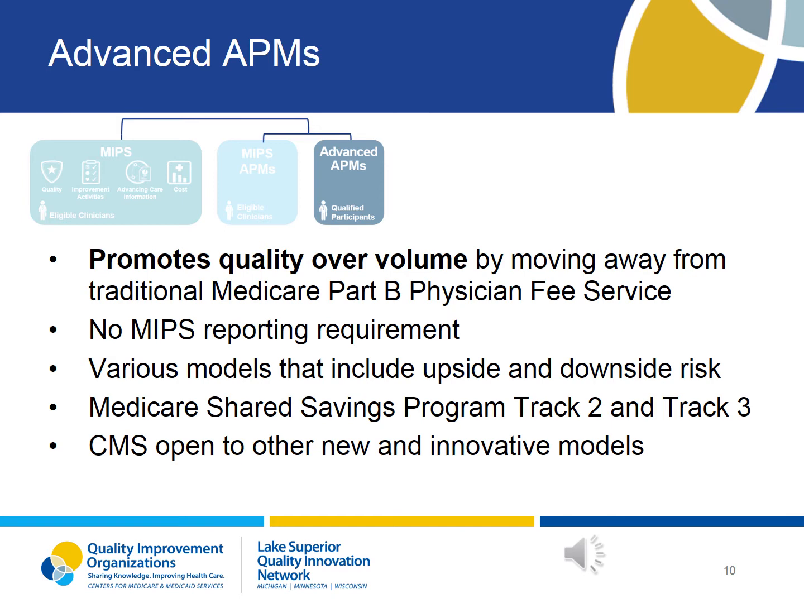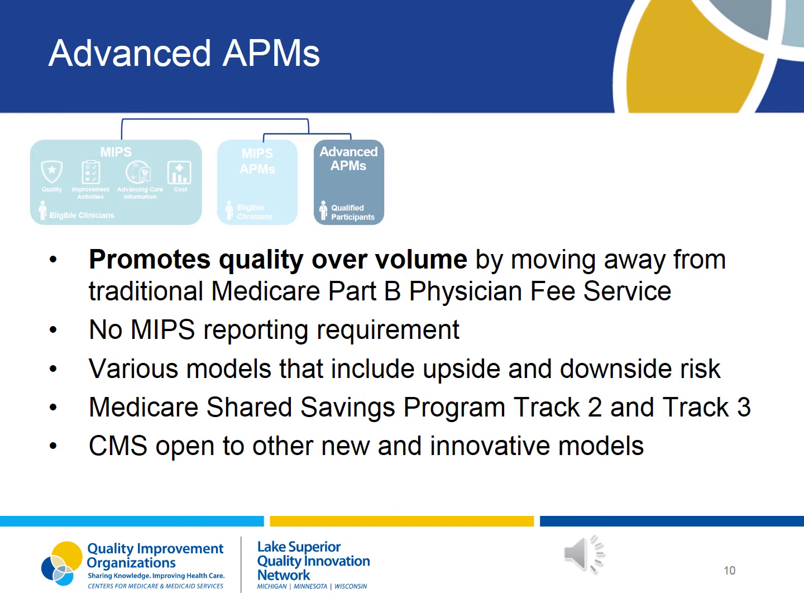The second option under the alternative payment model path is the advanced APM. These models further promote movement away from fee-for-service payments by increasing the upside incentives and introducing downside payment adjustment risk. MIPS reporting is not required as long as 25% of Part B payments or 20% of Medicare beneficiaries are served through the model, and qualified participants, QPs, are rewarded with an annual 5% lump sum bonus as an incentive.